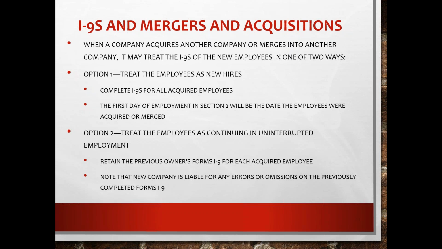This is why a lot of companies would choose option one, even though it's the harder one. Basically, you get a clean slate. You can kind of start over and you can separate yourself from a bad prior I-9 program. The best thing to do here, if you're a company that's going to be the acquirer, is to do some due diligence ahead of time and actually take a look at the I-9s to see which way you'd want to go.